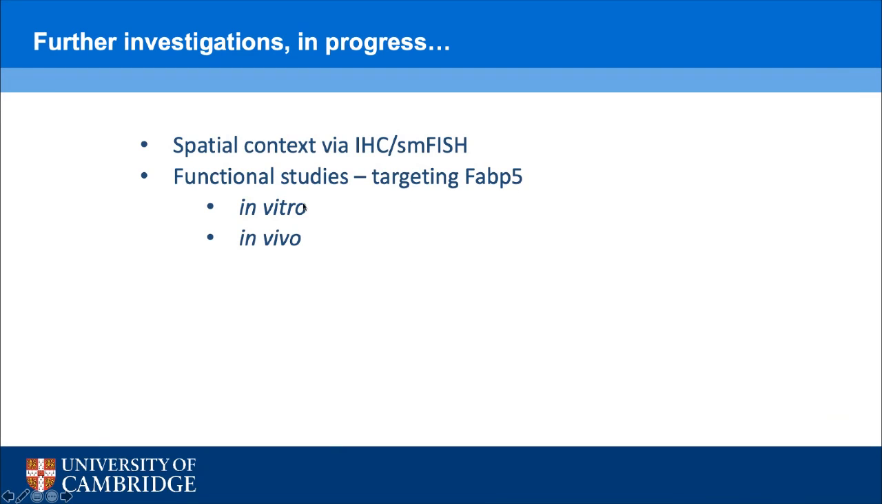So we're working on an in vitro study right now to knock down Fabp5 in myeloid cells. And we also have a Fabp5 specific knockout mouse line under a myeloid lineage promoter. So we're going to investigate the effects of myeloid cell Fabp5 knockout after spinal cord injury.